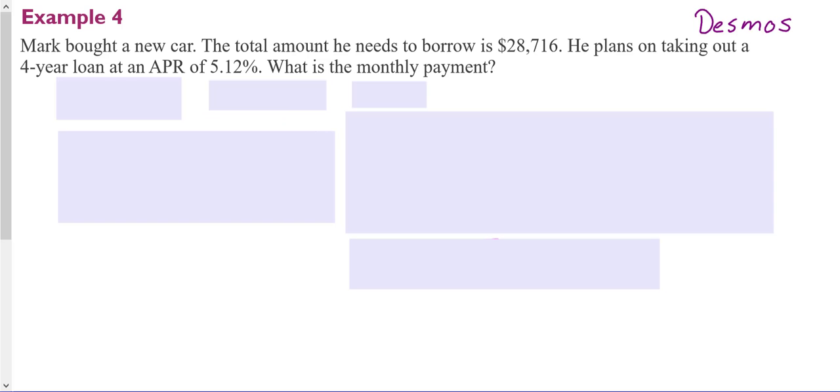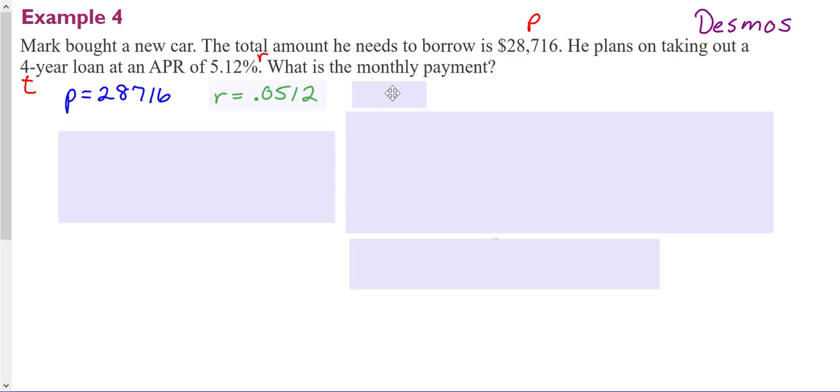So Mark bought a new car. The total amount he needs to borrow is $28,716. So that is going to be our principal. He plans on taking out a 4-year loan, which is our time, at an APR of 5.12%, which is our rate. What is the monthly payment?